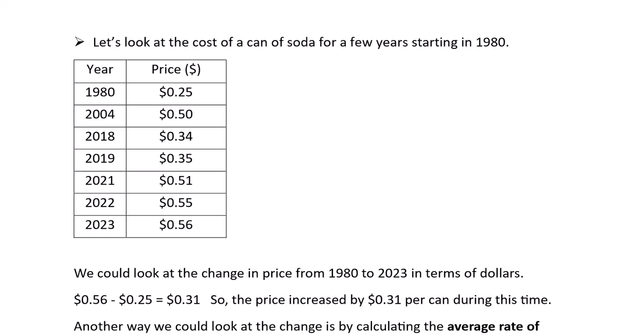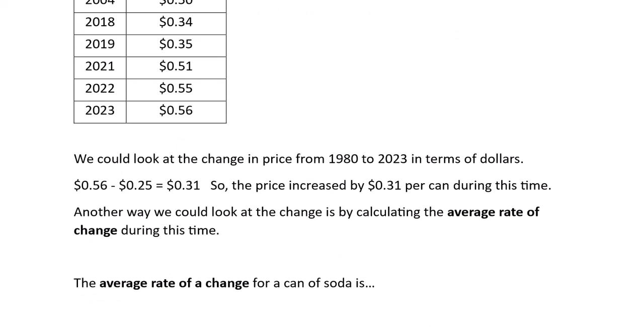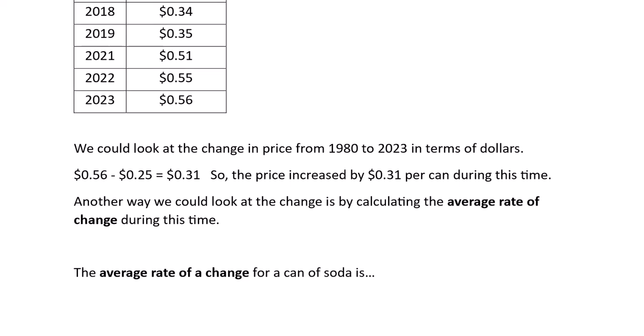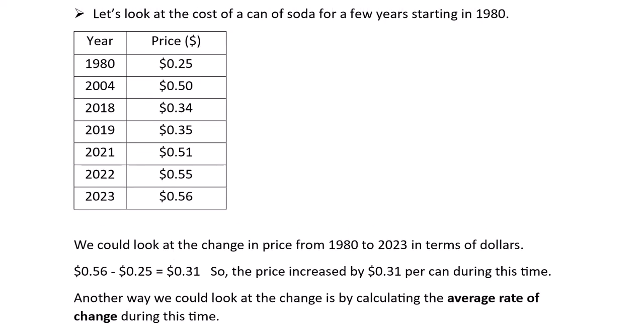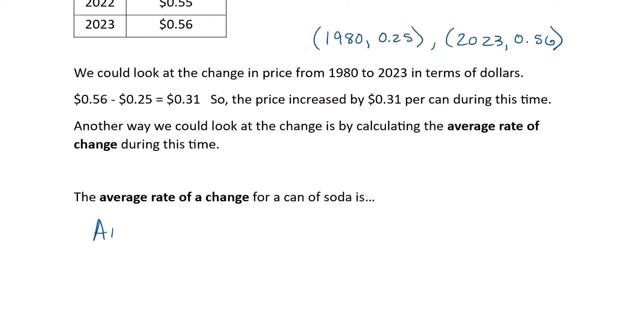But another way that we could look at the change is by calculating the average rate of change during this time. So the average rate of change for that soda is, well, we'll go ahead and pull those points out. We have 1980, 0.25, and we have 2023, 0.56. So I'm putting that into my slope formula, my average rate of change.